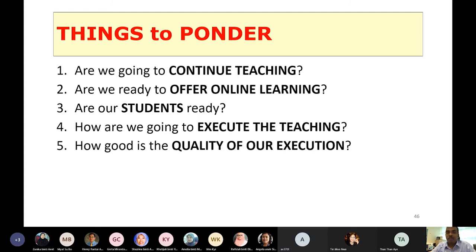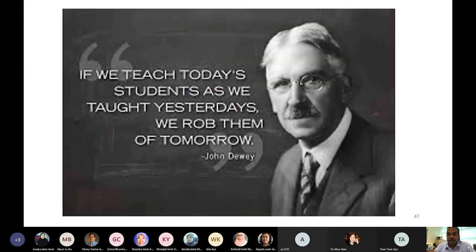Now, so far we have cleared these five. The next one is, after we know how to execute the teaching, how good is the quality of our execution? That's a question that we want to address. How good is the quality of our execution? I would like to reiterate this particular phrase that this Dewey guy actually taught. He looks very new, but he's actually from the past century. If we teach today's students as we taught yesterday's, we rob them of tomorrow. Very meaningful.